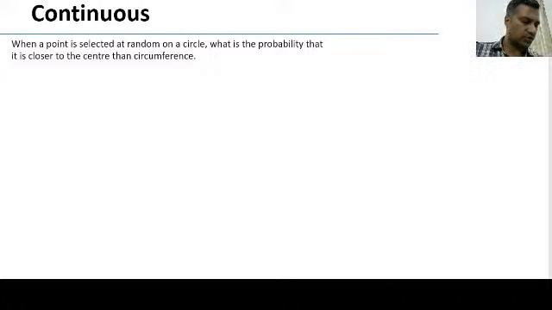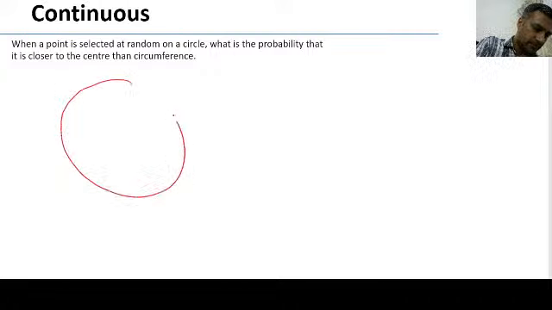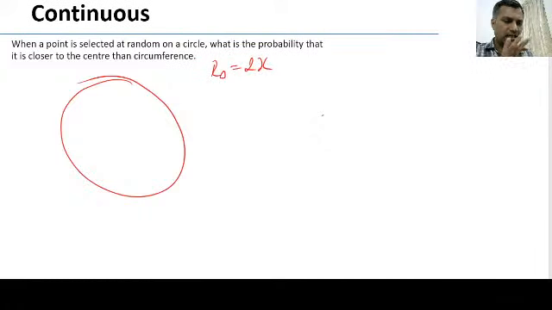Okay, let's take a look at this question. When a point is selected at random on a circle, what is the probability that it is closer to the center than circumference? So you have a circle. Let us say that the radius of the outer circle is 2x. You'll understand why 2x. I'll come to it.